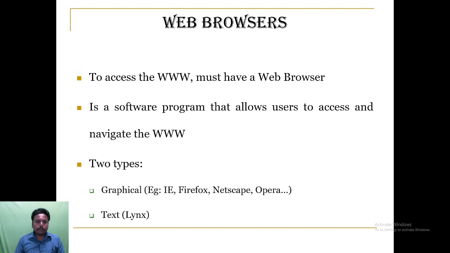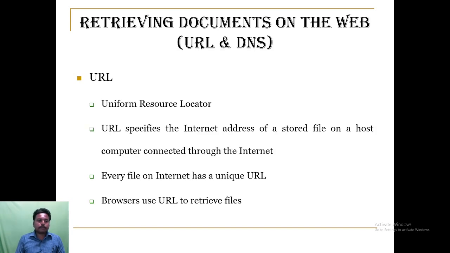Okay. To access the www, you must have a web browser. A web browser is a software program that allows users to access and navigate the www. Two types are used: graphical, for example Internet Explorer, Firefox, Netscape and Opera, and text-based, such as on Linux.